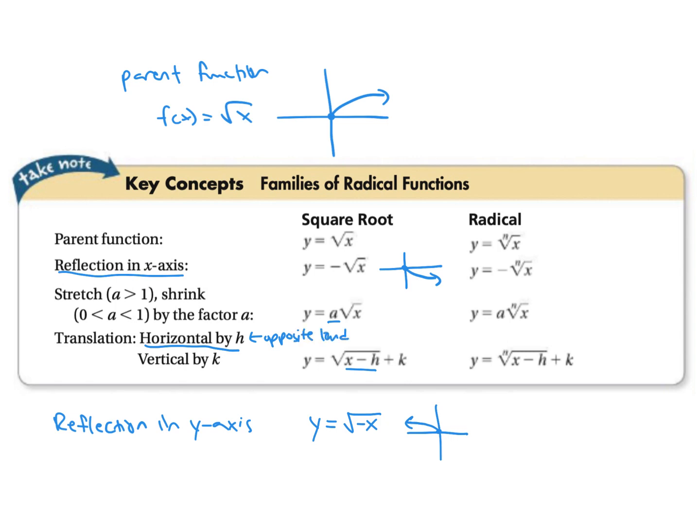So if a number is subtracted, we move to the right. If a number is added on the inside, we move to the left. And then the vertical shift or translation is the k value on the outside, and that's normal. Adding a number on the outside shifts up, subtracting a number on the outside shifts down.